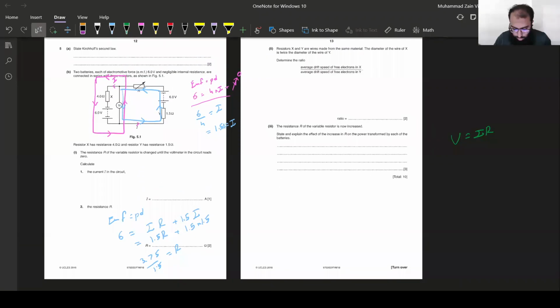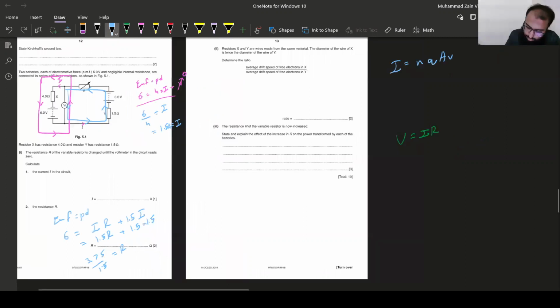Now I've done this. The next part is to determine the ratio of the average drift speed of free electrons in X to the average drift speed of electrons in Y. I just need to do this. I have the formula with me. I equals NQAv. I make v the subject, and I get v equals I over NQA. This is what I get with me.